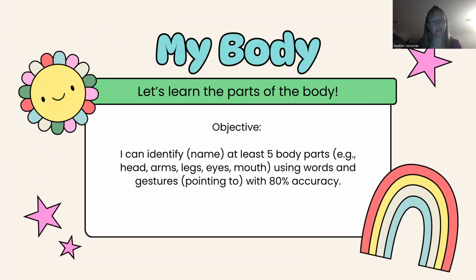students. So here I've listed the objective, and I would say at the beginning of the lesson, showing the slide deck, today we're going to learn about the parts of the body. I can, by the end of the lesson, identify or name at least 5 body parts: the head, arms, the legs, the eyes, and the mouth, using words and gestures, so I'll be pointing to, with 80% accuracy.